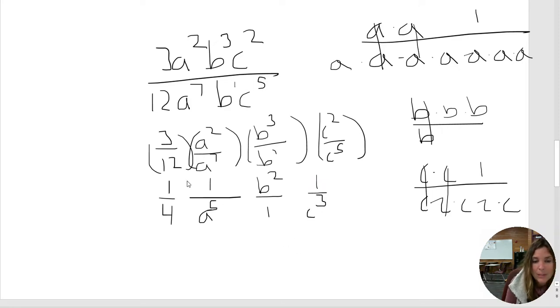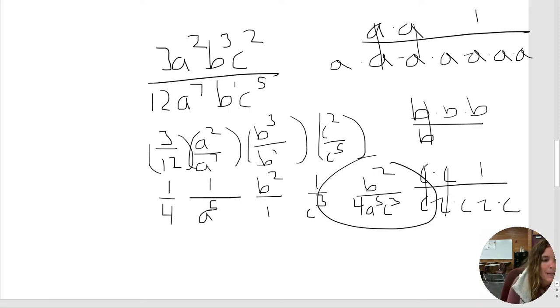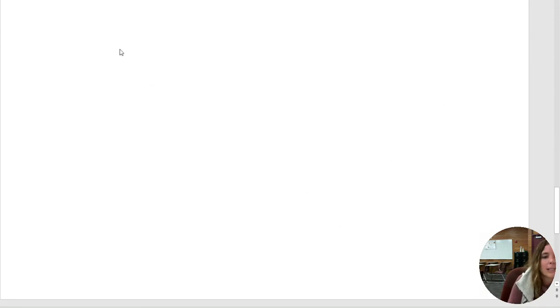Okay, and now we do top times top times top times top, so that would be a b to the second. And on the bottom, we have 4a to the fifth, c to the third. So that would be our final answer for that one. Okay, number 6, we have x to the 12th times x to the 13th. So whenever you're multiplying like bases, you keep the base the same and you add the exponents.